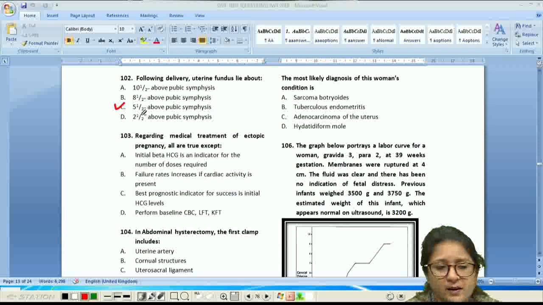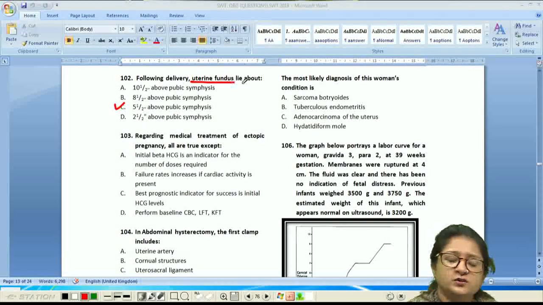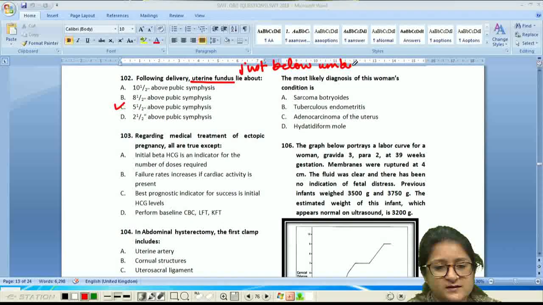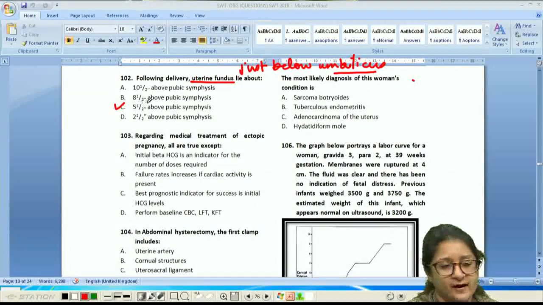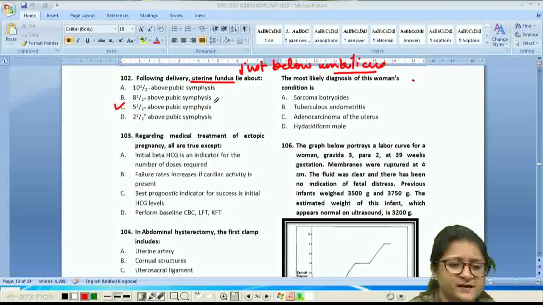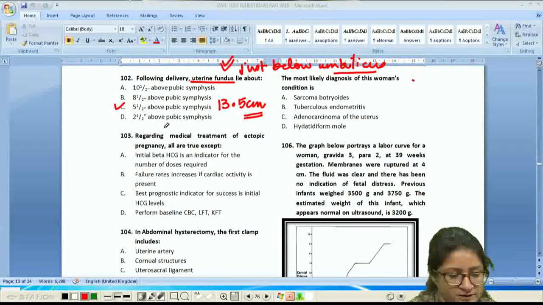And even if you don't remember the exact 5.5 inches, you should remember that following delivery, the uterine fundus just comes to lie just below the umbilicus, right? Now, if something is just below the umbilicus, it is definitely not 10.5 or 8.5 inches above the pubic symphysis. By exclusion, it is 5.5 inches above the pubic symphysis that you have to remember. 5.5 inches is around 13.5 centimeters above the symphysis pubis.